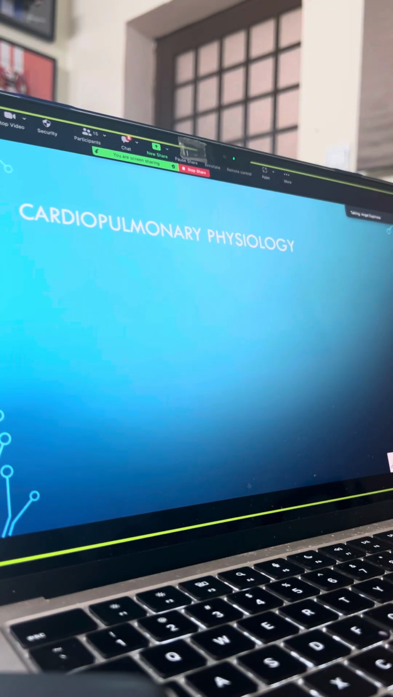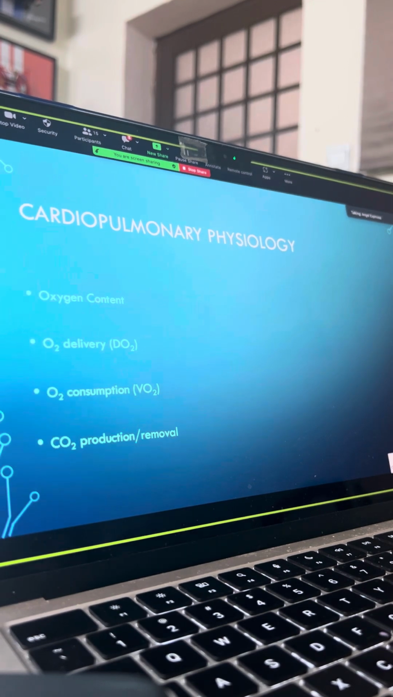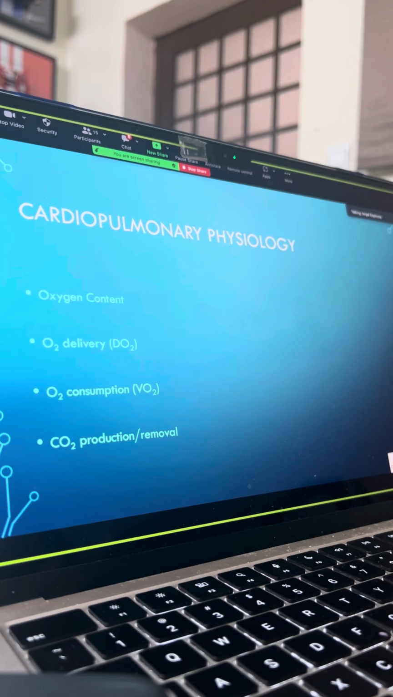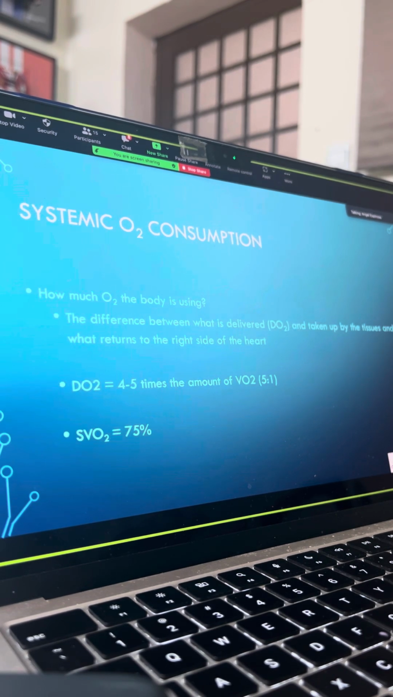Now, when we come to the cardiopulmonary physiology, we have to keep these concepts fresh: oxygen content, oxygen delivery. Our body will receive the oxygen, our body will consume the oxygen, and at the same time produce CO2. I will focus on one concept, that is oxygen consumption and delivery. We have to know how much oxygen the body is using. The difference between what is delivered and taken up by the tissues and what returns to the right side of the heart will give us an idea of how is our patient's metabolism. Normally, the oxygen delivery is 4 to 5 times the amount of what is being consumed.